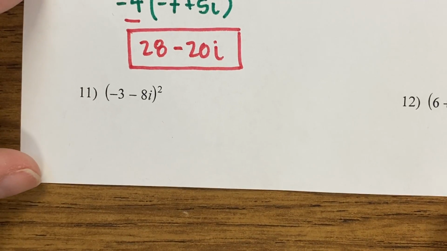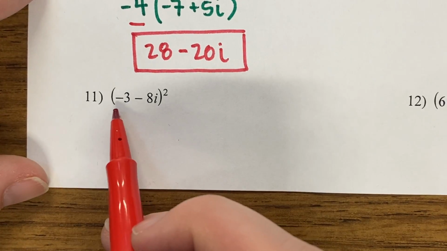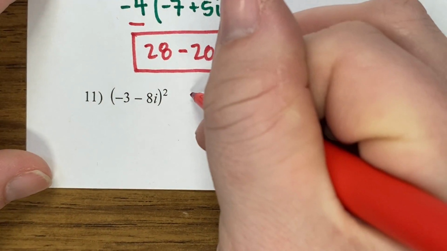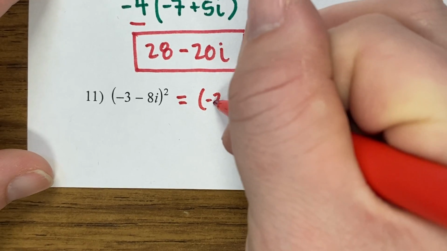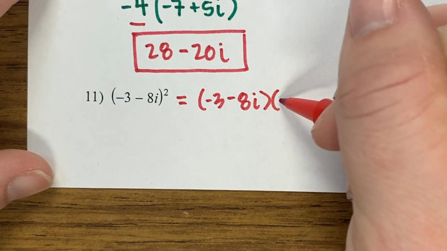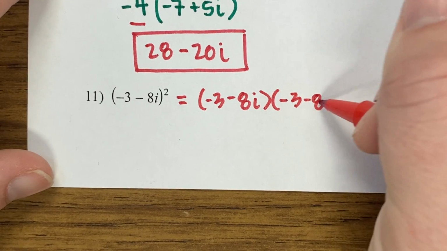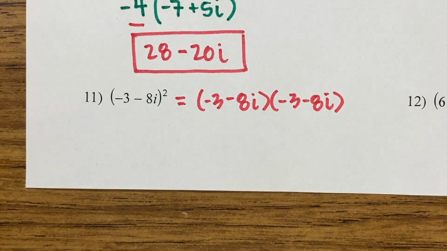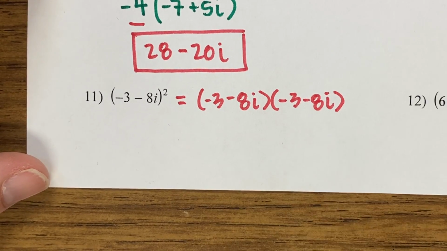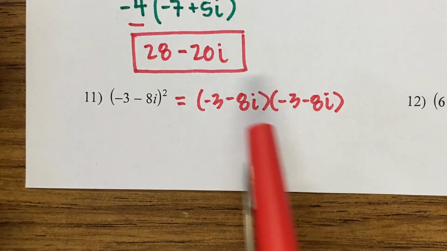And let's look at 11. This one is a little different. We see negative 3 minus 8i squared. Well, this can just be rewritten as negative 3 minus 8i times itself. Negative 3 minus 8i.